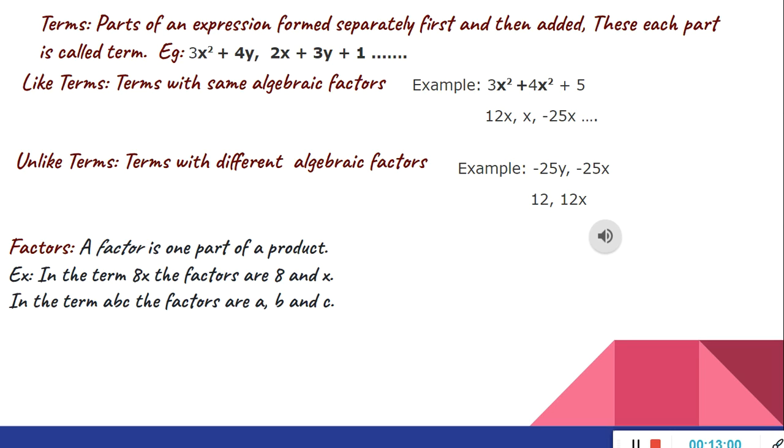In 3x square, the factors are 3, x and x. X two times are there. In 4x square, the factors are 4, x and x. Clear? Like that.